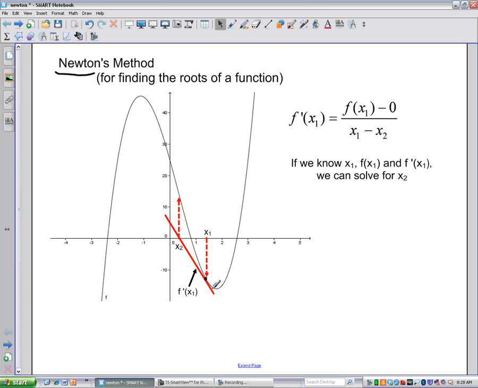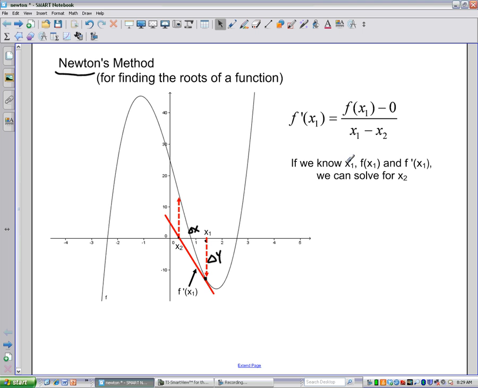The tangent line has a slope. The slope of the tangent line is the derivative, right? So if we look at it, I've got the derivative, which is the slope of the tangent line, is equal to the change in y, which in this case is the difference between f of x sub 0 and 0. So right here is my change in y. Then the change in x is x1 minus x2, that's my change in x, right there.